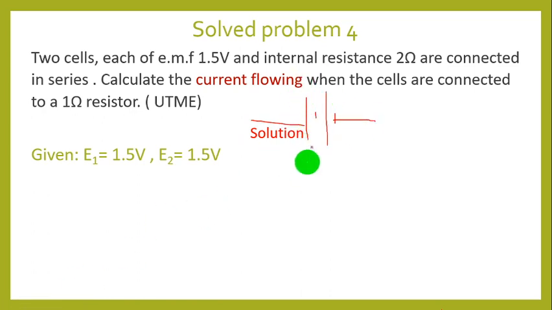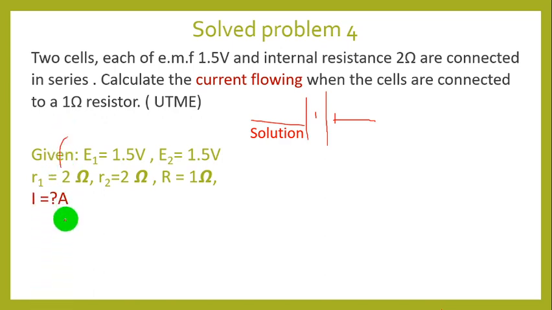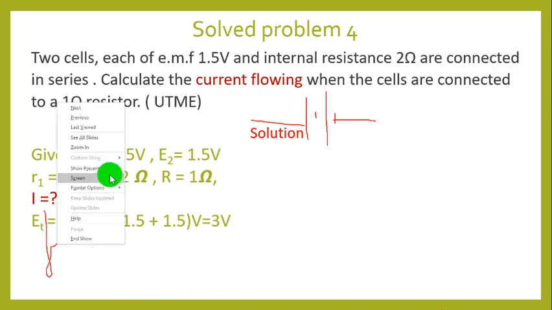So what you just have to do in this case is that E1 and E2, because they're in series, you just add the two of them together for you to get the net value of the voltage that we are having. Now the next one we have is what? Internal resistance. The first one R1 is 2 ohms, R2 equals what? 2 ohms as well. I'm having external load here equals a 1 ohm resistor. Now we are looking for the value of current. Current is unknown.